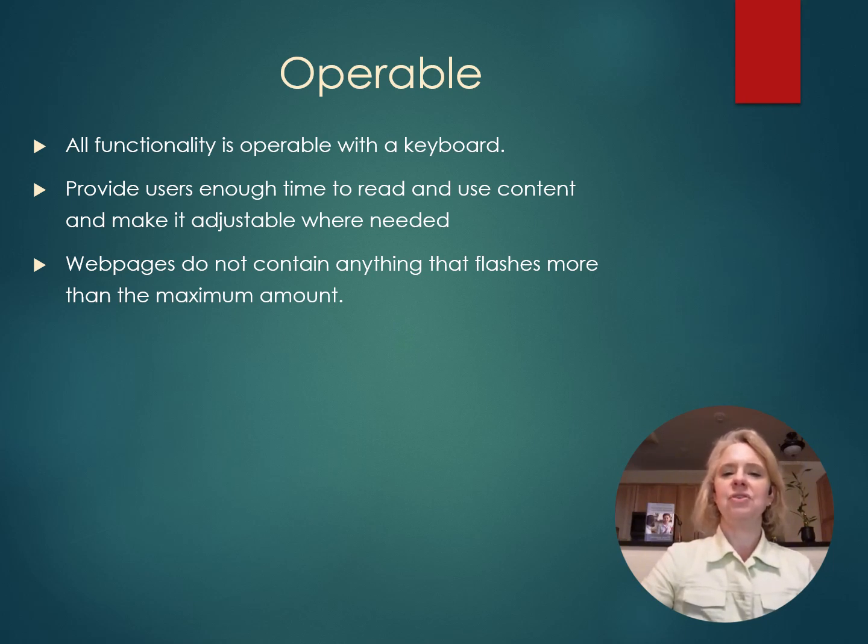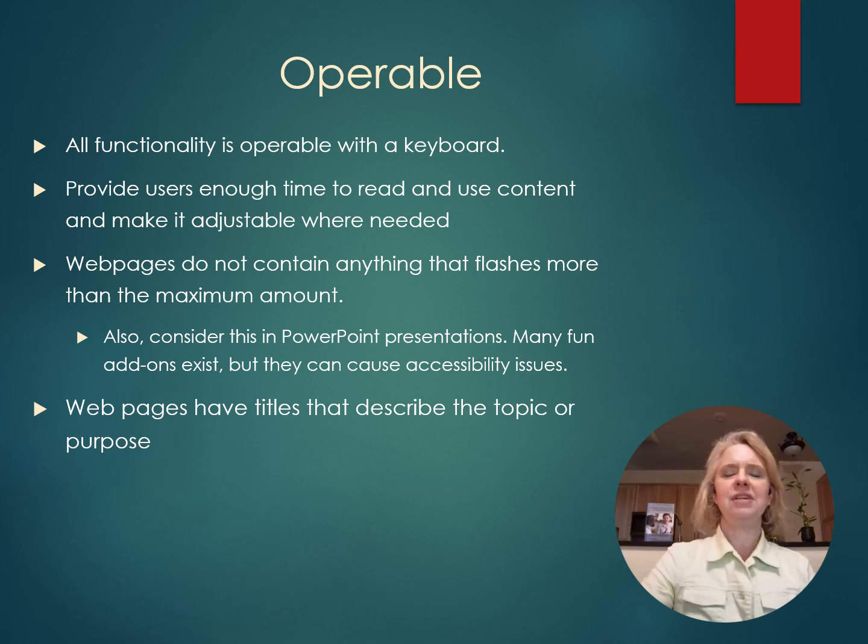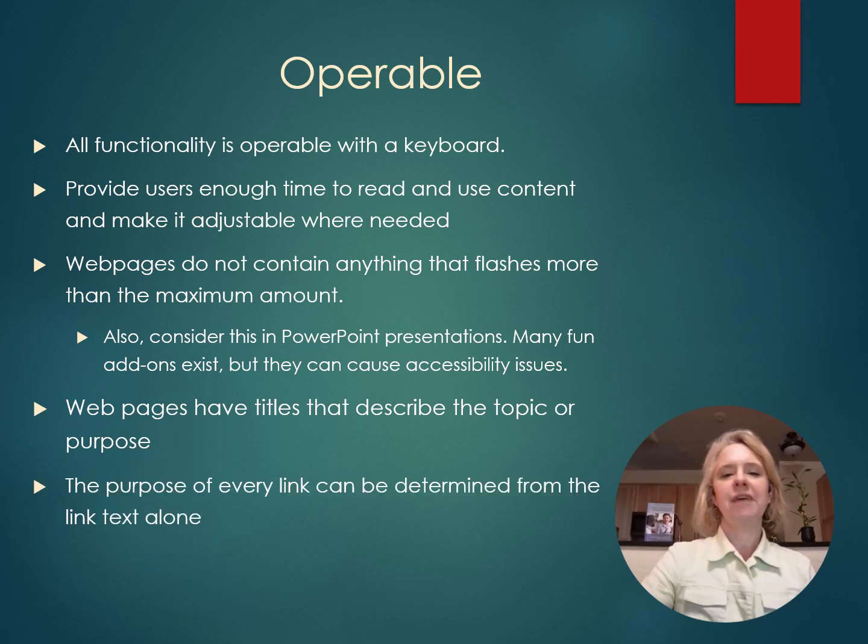Flashing visuals can trigger seizures or create sensory overload. And this applies beyond web pages. PowerPoint presentations, for example, often come with fun visual add ons, but those effects can create serious accessibility issues. Also, be sure your web pages have clear, descriptive titles so users know exactly what to expect. Finally, make sure the purpose of every link is clear from the link text alone. Avoid vague phrases like click here. Be specific so users know where they're going. These simple steps help make your content navigable, inclusive, and safe for all learners.